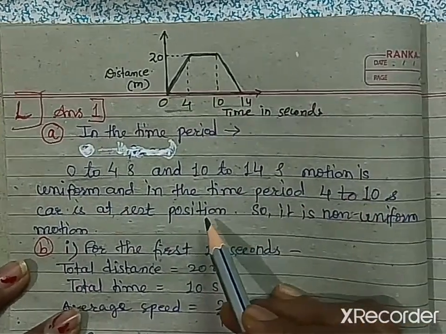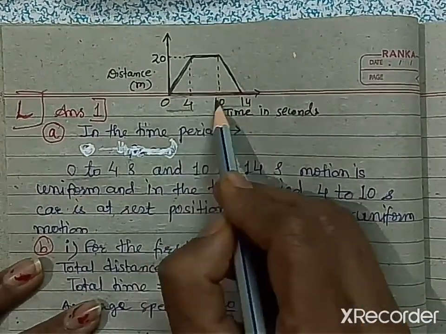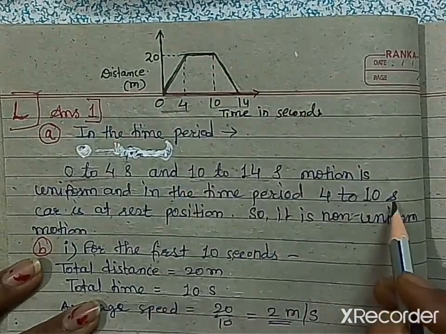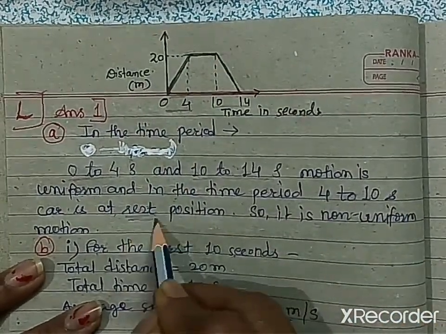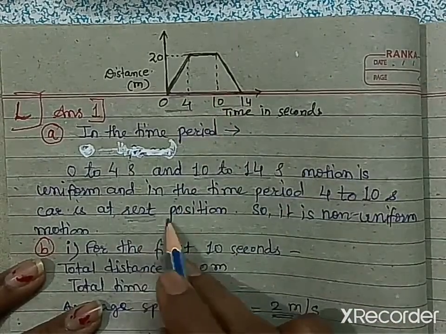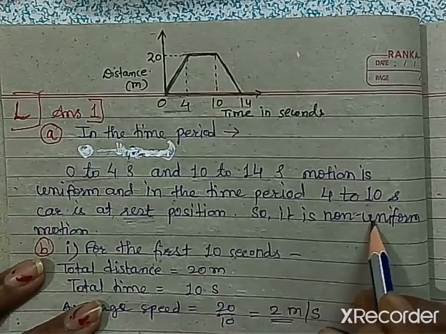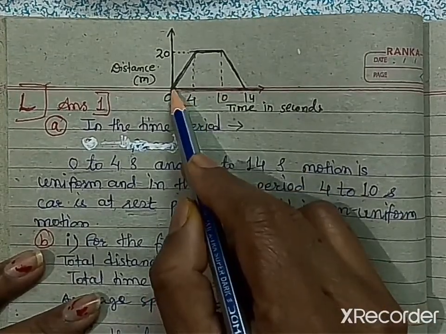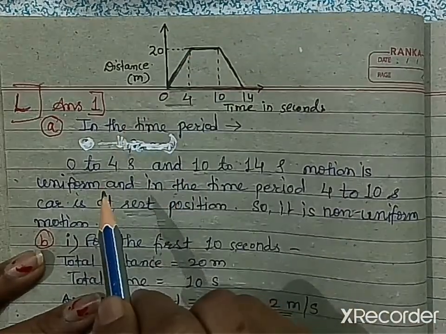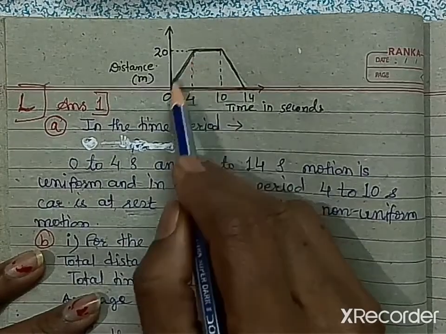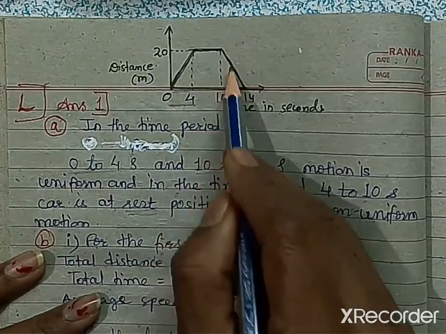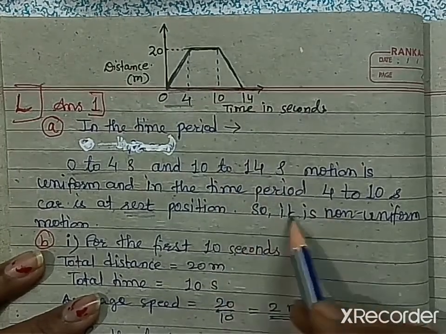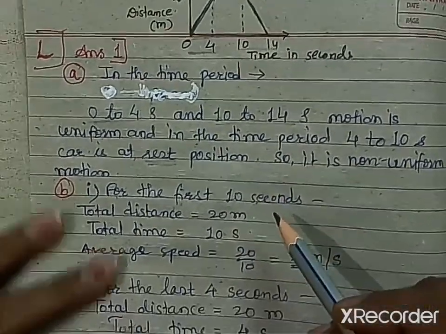Then if you again observe 4 to 10 second, here this car is at rest position, it is not moving. So overall it is a non-uniform motion, because the car first shows a straight line, then again it is at rest, and again it shows the slope. So we can say that this is the non-uniform motion.